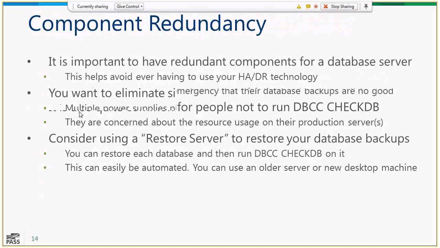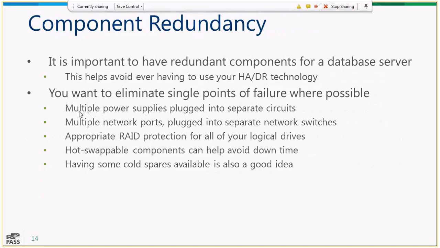So another thing that people don't always think about enough, in my opinion, is just basic component redundancy in your database server. I've had a lot of people whose organization is hesitant to spend that small amount of extra money to get redundant components. And you're just trying to eliminate every single point of failure that you can at the hardware level. So multiple power supplies plugged into separate circuits. So if one of the circuits trips or one of the power supplies fails, the server doesn't go down for just a silly reason like that.